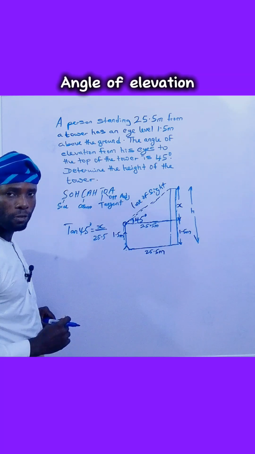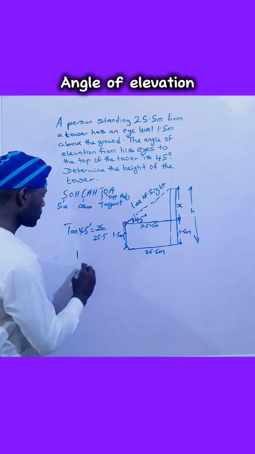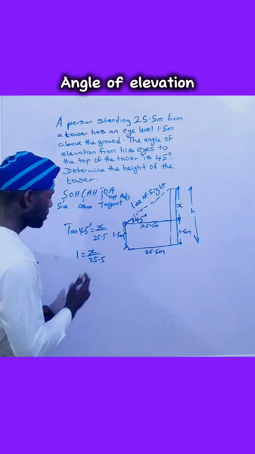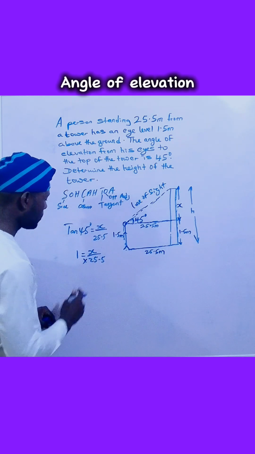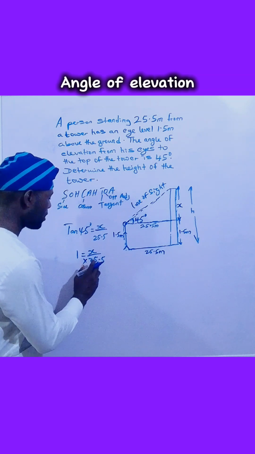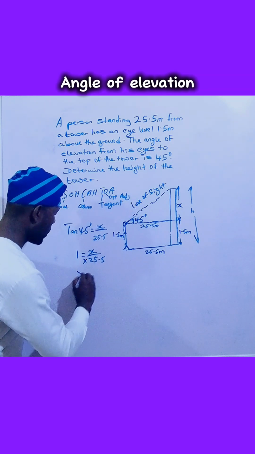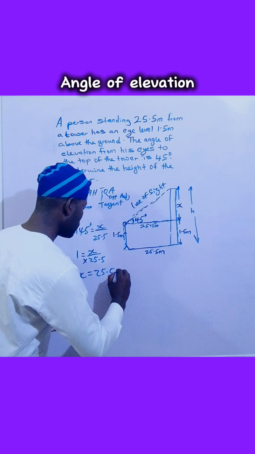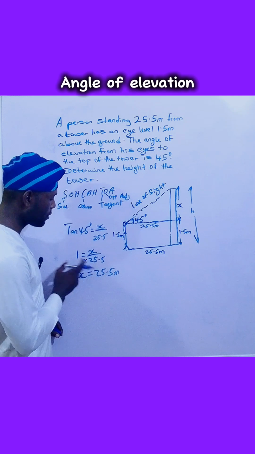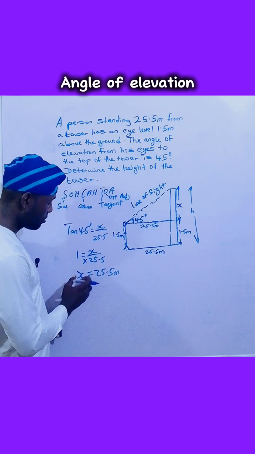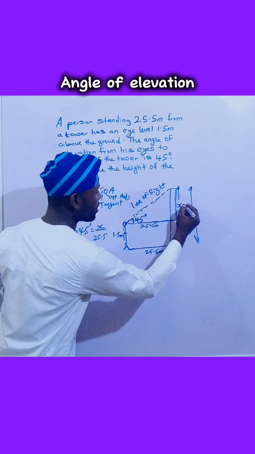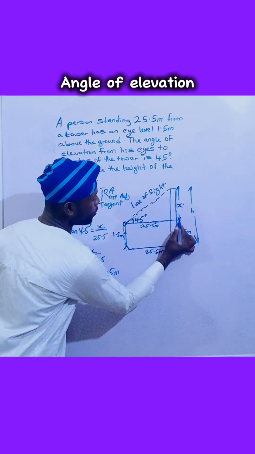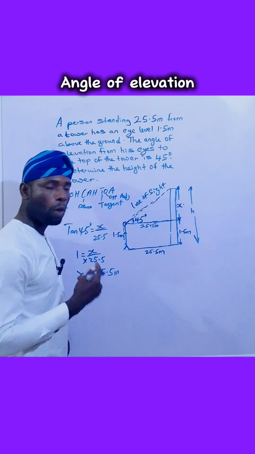Now, what is tan 45 degrees? Tan 45 degrees is 1, equal to x over 25.5 meters. Let's cross multiply. We have 25.5 times 1, so our x will be 25.5 meters. This is our x. From here to here we have 25.5 meters, and from this point to this point, we have 1.5 meters.